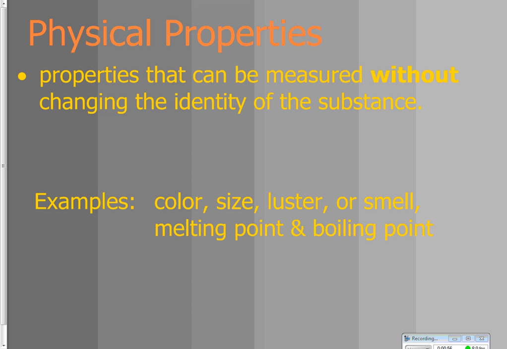So, for example, I can look at an object, and without changing what it is, I can tell you what color it is. I could tell you roughly how big it is. I can use measurements to give exact size. Luster means shine. So luster is if something has a shine or not. I can tell you whether or not it has a smell, and I can measure a boiling point or a melting point by putting a thermometer in the object, whether it's a liquid or a solid, and I can measure that boiling point or melting point without changing the identity of the substance that I'm looking at. So that's what a physical property is.